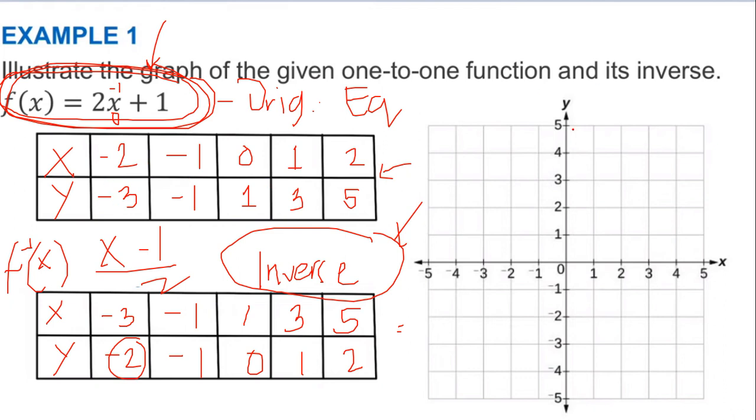Then, how do we graph, sir? Graphing is easy. The name of this graphing is the RCS, the Rectangular Coordinate System. The pioneer of this concept is René Descartes.